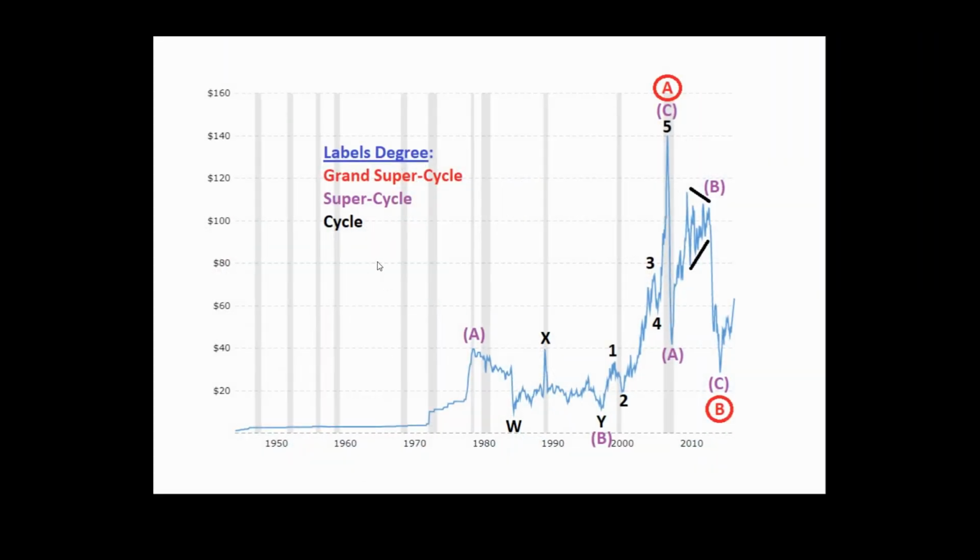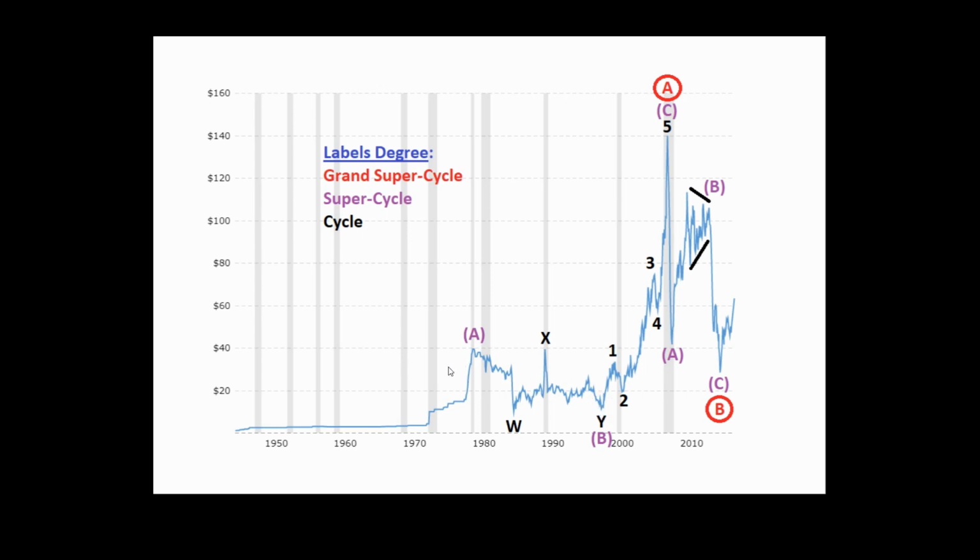Now the point is that this is a chart of crude oil WTI from 1946 until present, and I've labeled it, which is very easy to recognize. You can actually see it from here. The grand supercycle red, which is A, is formed out of supercycles A, B, C, and there we go, purple A, and then W, X, A, B, C, and Y.